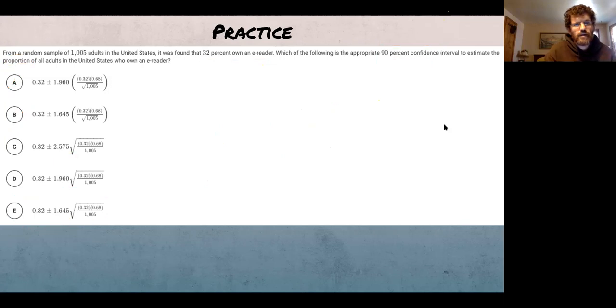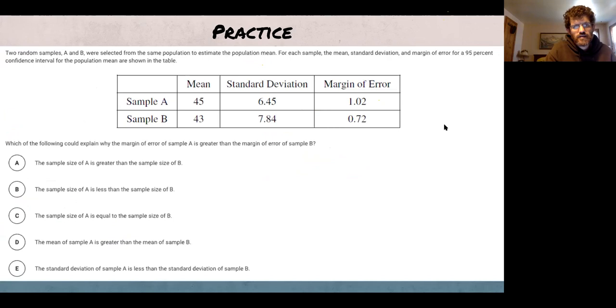Okay. Now the rest of these are conceptual, and hopefully that doesn't mean it's more difficult. So the basic idea of this one is that when we look at sample A and sample B, these are means. You can see we've got the sample mean, sample standard deviation, and the margin of error already calculated. And you can notice that the margin of error for sample A is bigger than the margin of error for sample B. So the question is, why is the margin of error for A greater than for B? There's a lot of reasons why it could be the case. We need to find one that makes sense.